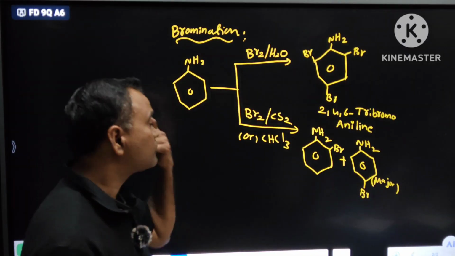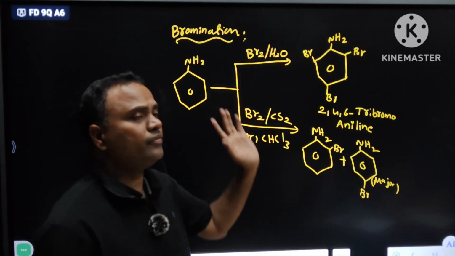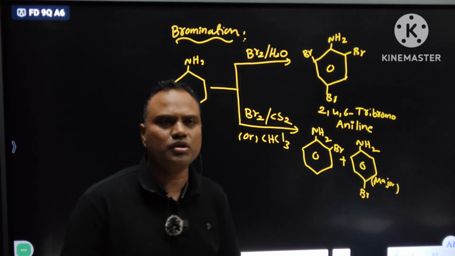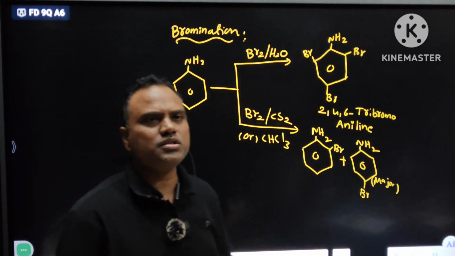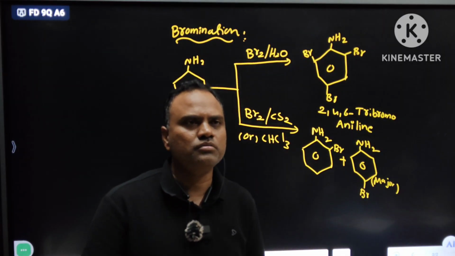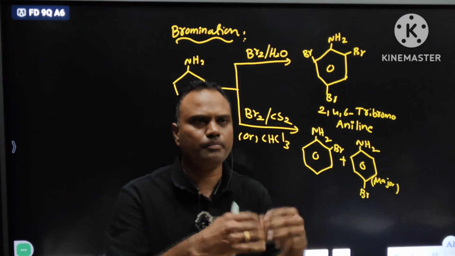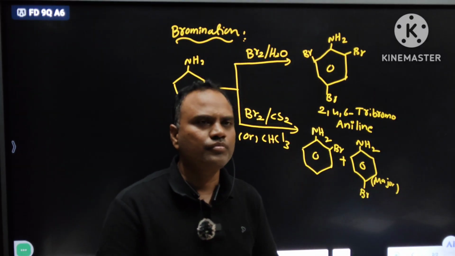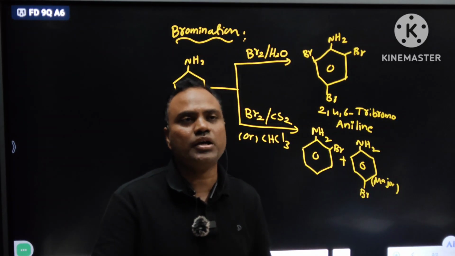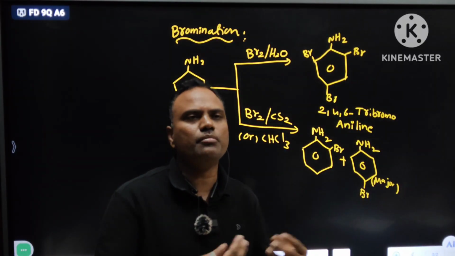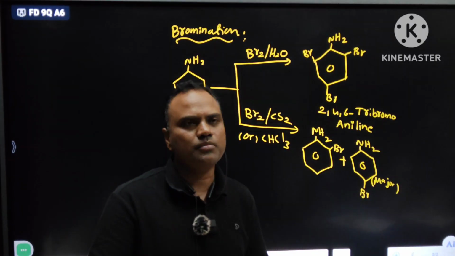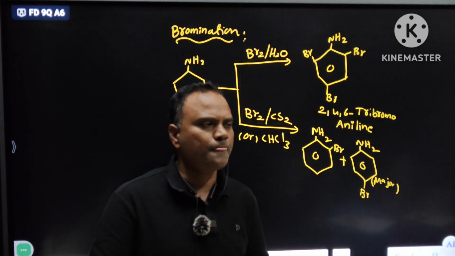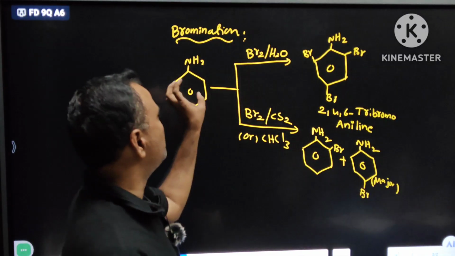See, when we take water, a polar solvent, polar protic solvent, it enhances the ionization of the bromine molecule. Bromine Br2 is a molecule, and it is converted to ions. It increases the ionization of the bromine molecule, so more bromine ions will come out, Br+ and Br-. So more bromines will attach.